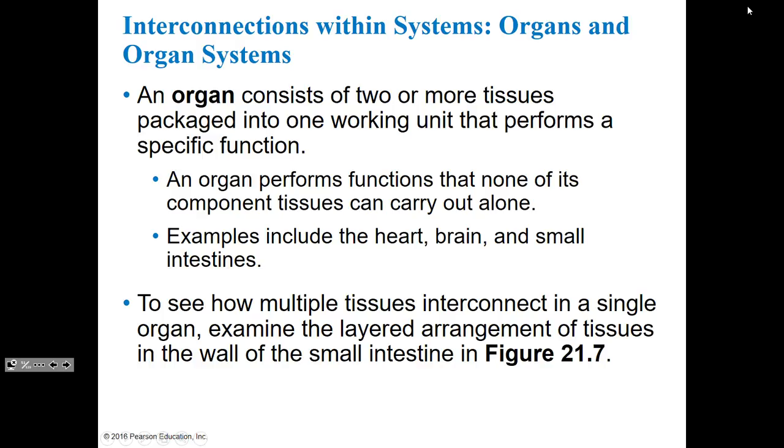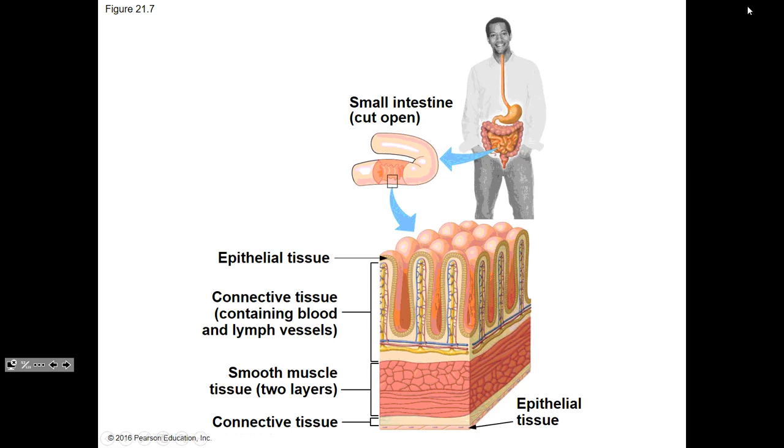So organ is next. I think it shows the intestine. This is an example of how different tissues will come together to make one organ. On the inside of the small intestine, you have epithelial tissue covering everything. So that's your first tissue. Then you have connective tissue right underneath, the loose connective tissue that we talked about. The small intestine also has smooth muscle so that you don't have to think about digesting and moving your food along. It will contract and move your food along. And then again, we have more connective tissue and then more epithelial tissue on the outside of your small intestine. So all of those tissues came together to make your small intestine.